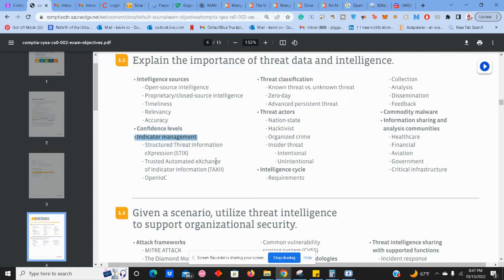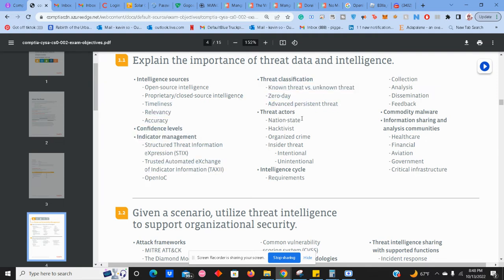And there's indicator management. Indicators come in different forms, such as STIX format. This is the format in which the data is sent, and OpenIOC is another type of format. For threat classifications, there are known threats and unknown threats, and there are also zero-days, such as you just got hacked and there are no patches for that.